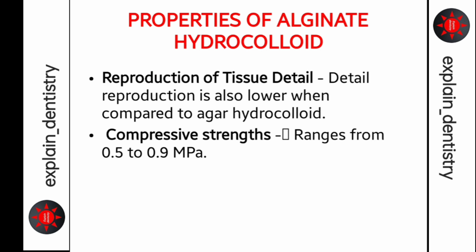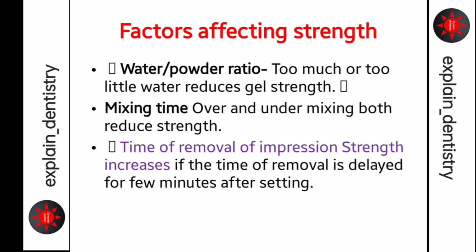Compressive strength ranges from 0.5 to 0.9 MPa. Factors affecting strength: the water powder ratio, the mixing time, and the time of removal of the impression. For the water powder ratio, too much or too little water reduces gel strength. Mixing time: over and under mixing both reduce strength. Time of removal of impression: strength increases if the time of removal is delayed for a few minutes after setting.